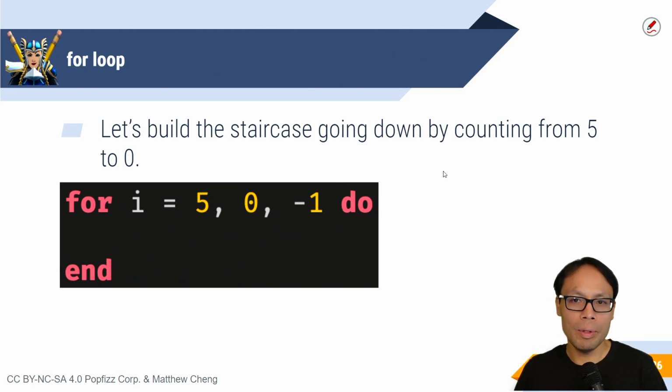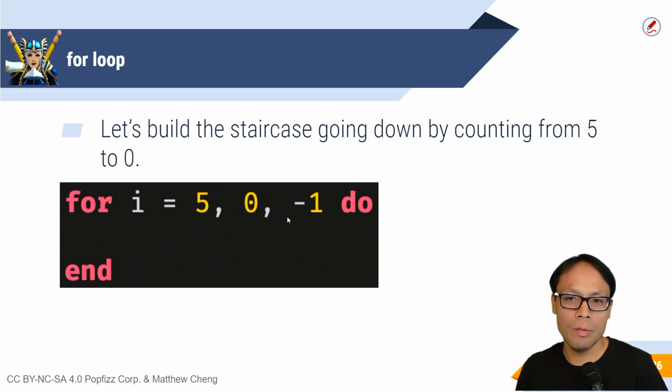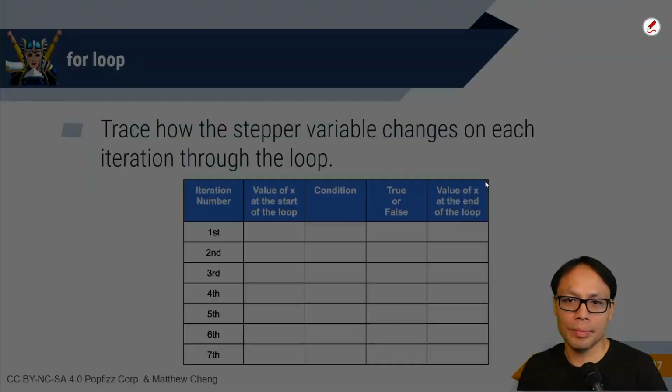Now let's go ahead and build another staircase that's going to be right next to it so that we have a staircase that goes down. Now, a little different than before. Let's build the staircase going down by counting from 5 to 0. So we're going to use a for loop. And again, we're going to use that third argument here. So we're going to have for I equal 5, comma 0, comma -1.